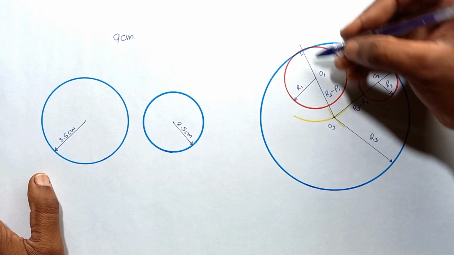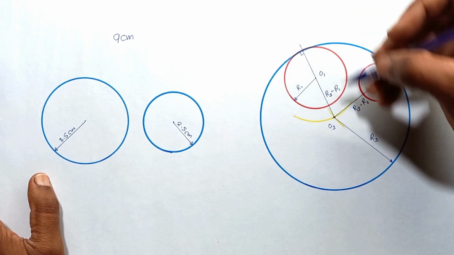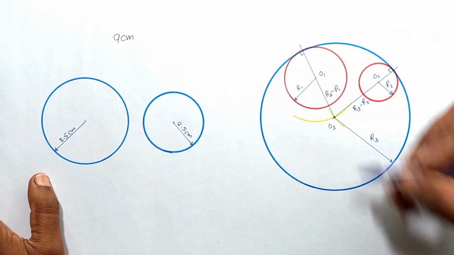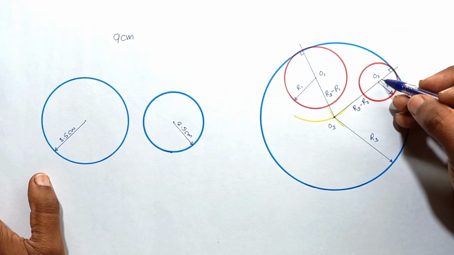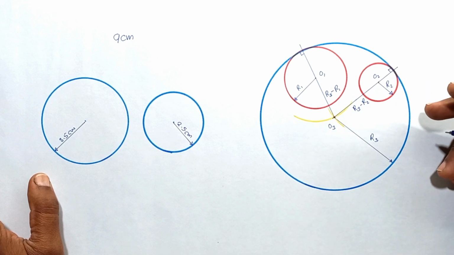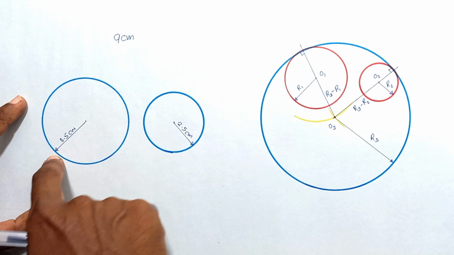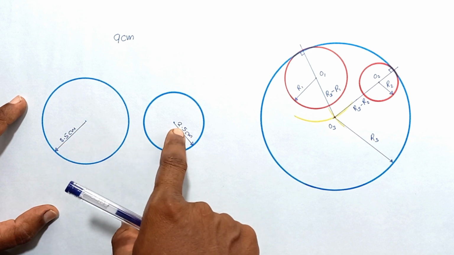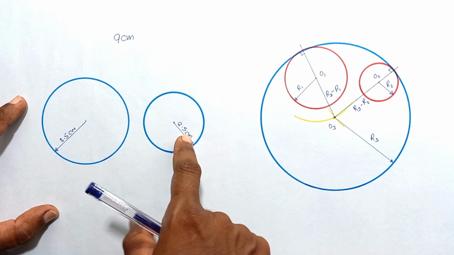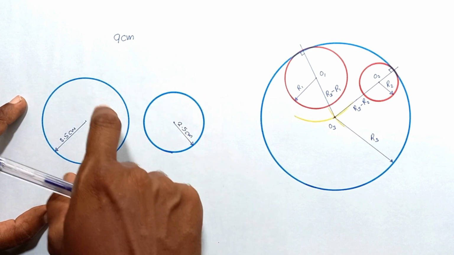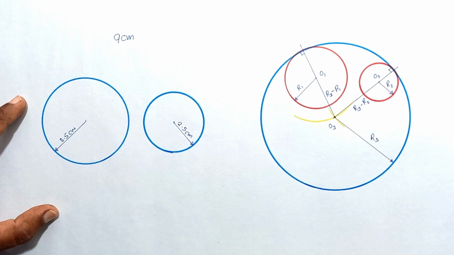By extending this O3, O1 line, we can find one tangent point. By extending O3, O2, then we can find the other tangent point. Then you can see this circle radius is equal to 3.5 centimeters. This circle radius is equal to 2.5 centimeters. Then we have to draw a tangent arc, an internally tangent arc to both the circles.